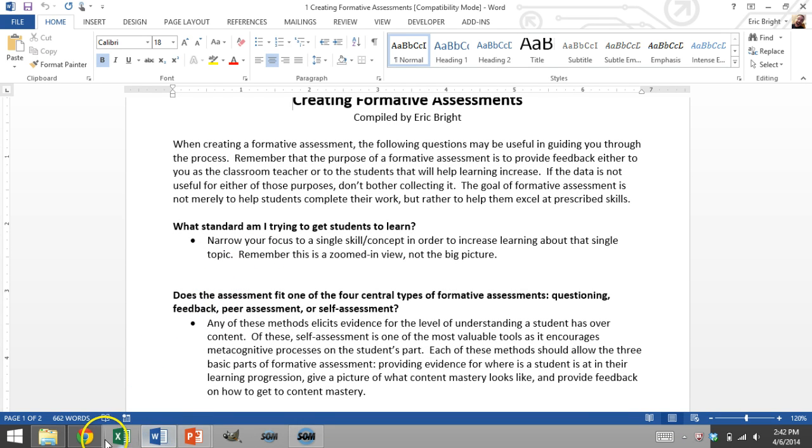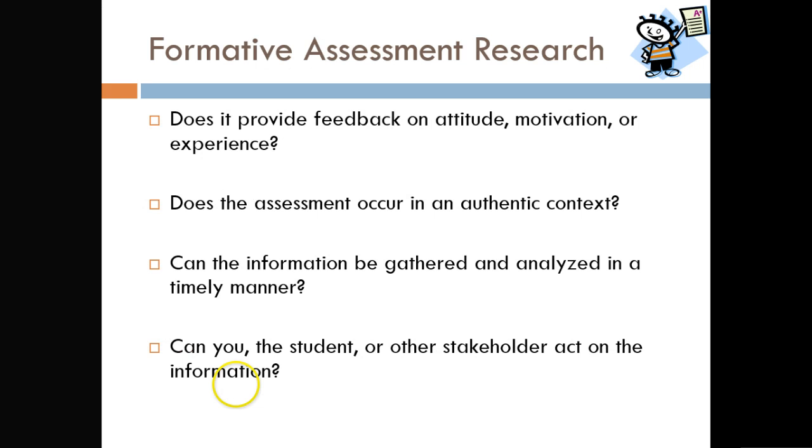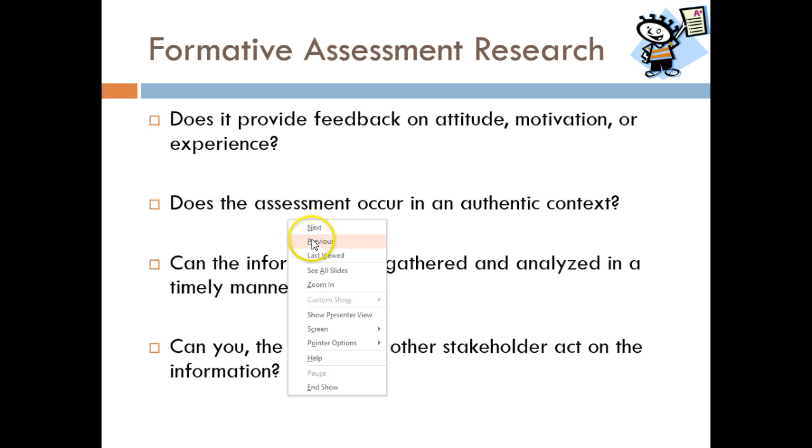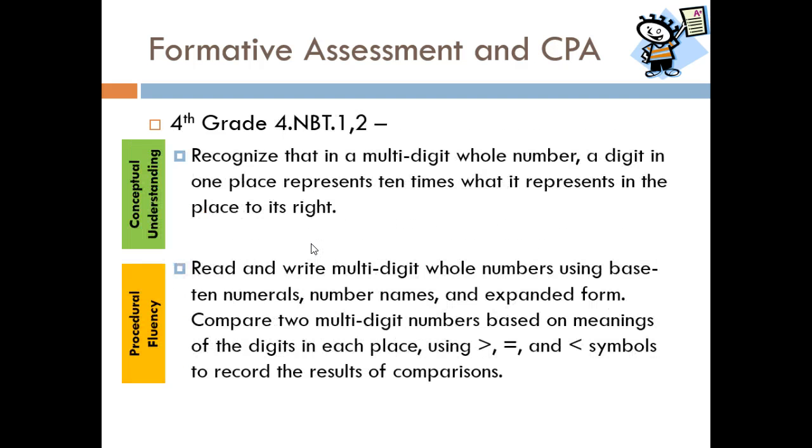All right, so let's go back to our standard here. So here's our standard, the 4th grade that we were looking at. Recognize that in a multi-digit whole number, a digit in one place represents 10 times what it represents in the place to its right. Okay, so this is a conceptual understanding piece. And to get at the conceptual understanding, first of all, we know what standard we're going after, and we know what level it's at. We know that it's at the conceptual understanding level.